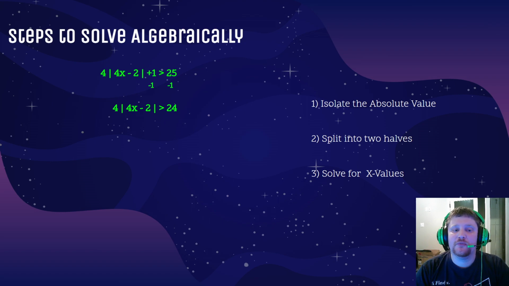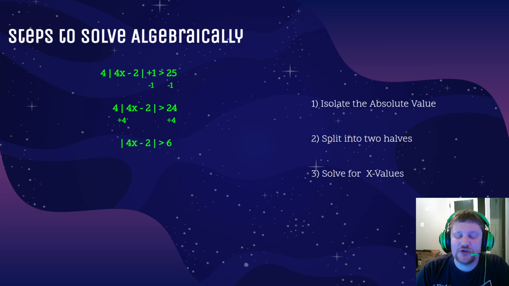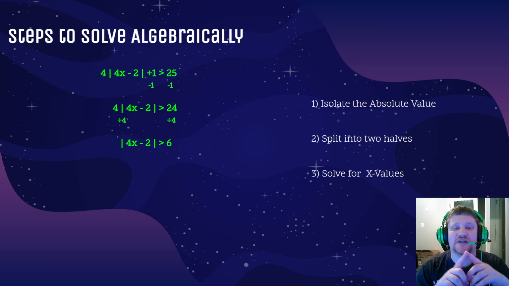Moving backwards through PEMDAS, I now look for multiplication and division. I have times 4 on the outside. Upon dividing by 4, I get 6. So the absolute value of x minus 2 is greater than 6. I have now isolated my absolute value, and I know this says split it into 2 halves, but really we're splitting it into 2 problems.